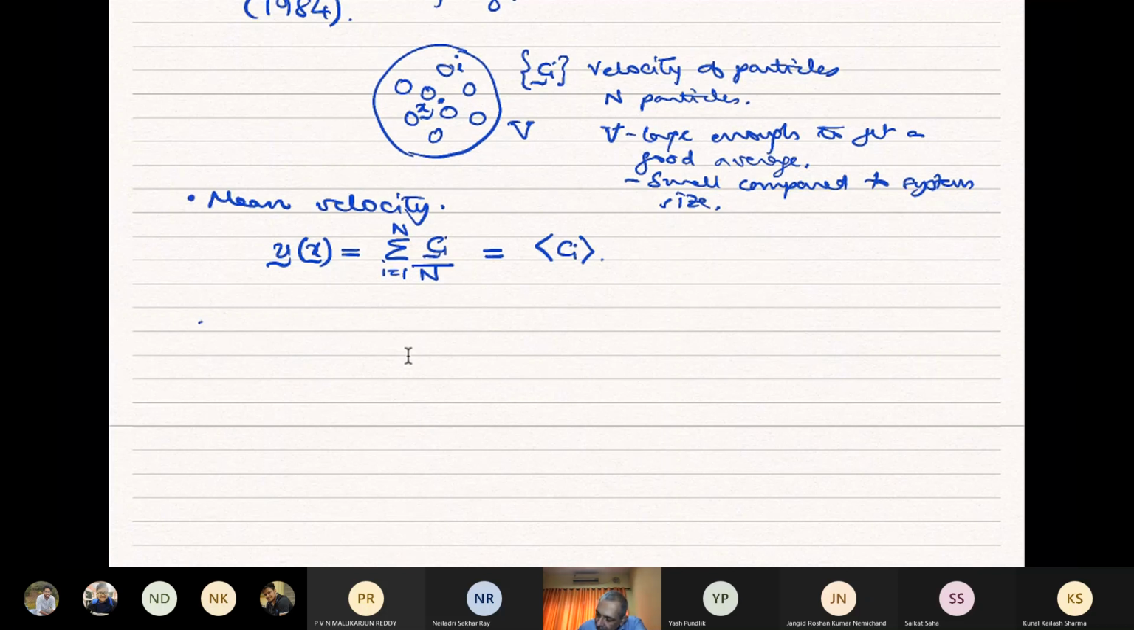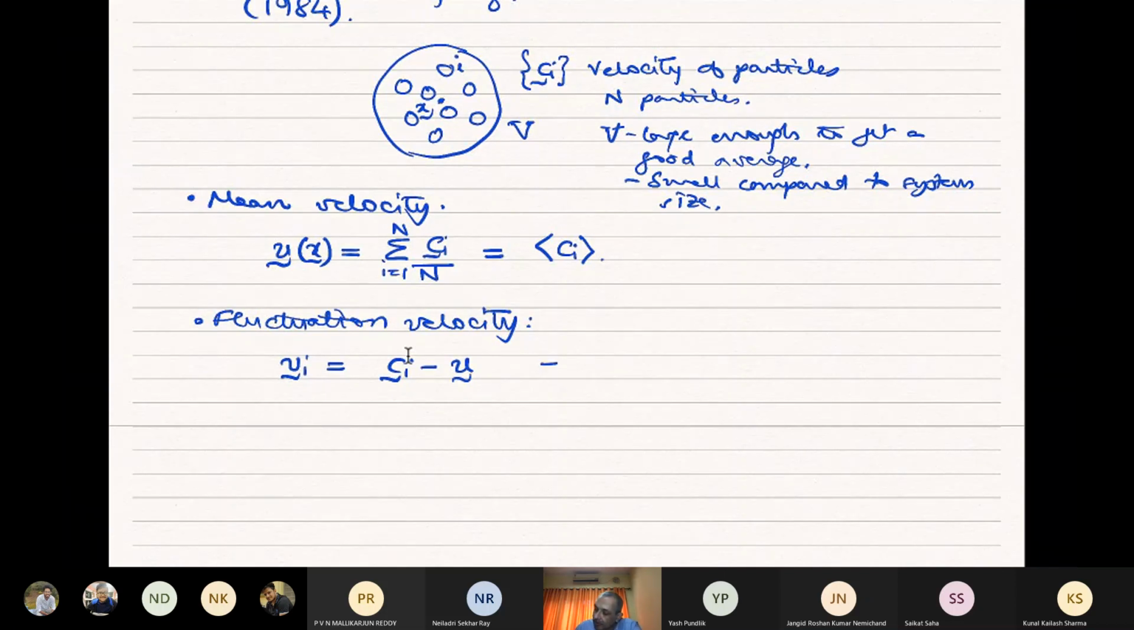We can then define a fluctuation velocity of every particle, and I'll call that Vi. This is just equal to Ci minus U. So for each particle, we can find out what is the fluctuation velocity.